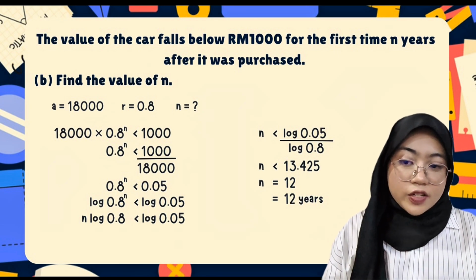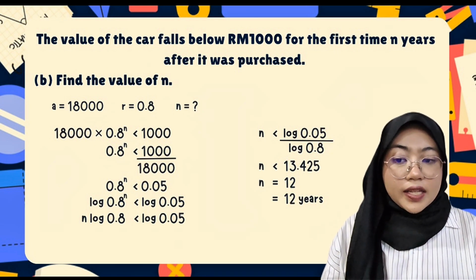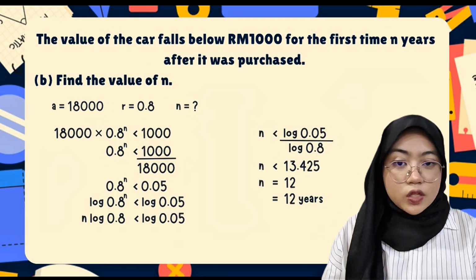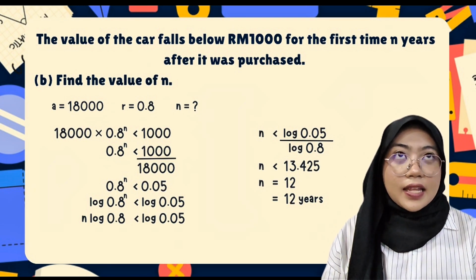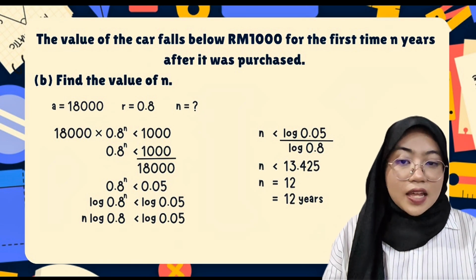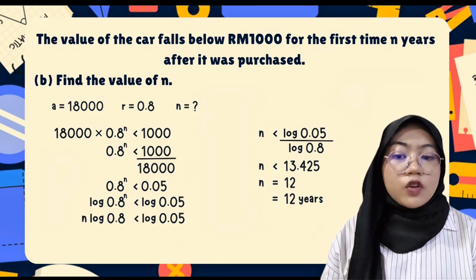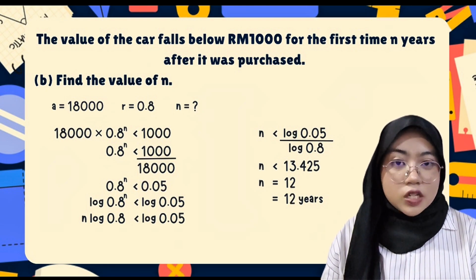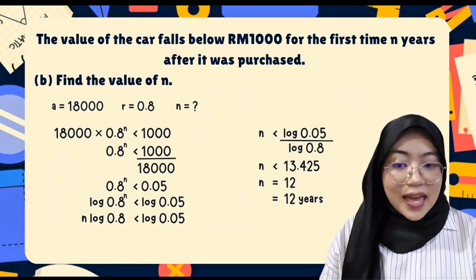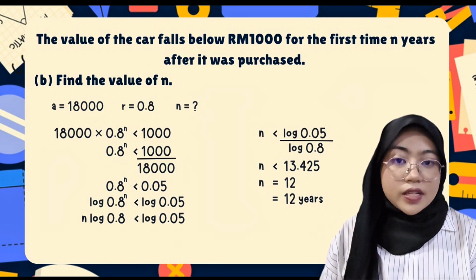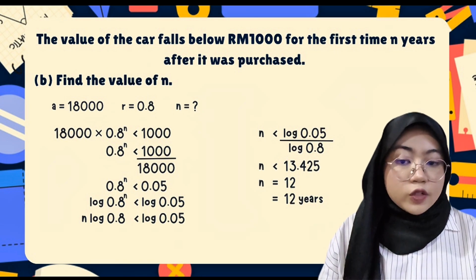The 18,000 moves to the other side, which will be over 18,000. 0.8^n less than 0.05, and then we will log both sides because we don't have the n as a power, so log 0.8^n less than log 0.05, and then we'll move the n to the front, which will be n log 0.8 less than log 0.05. Now we'll be searching for the n, which is n less than log 0.05 over log 0.8, n less than 13.425, and we'll get n equals 12 years because it wants less than 13 years. So n equals 12 years.